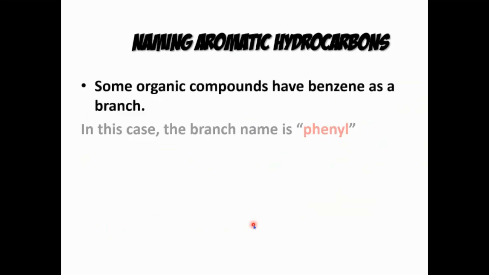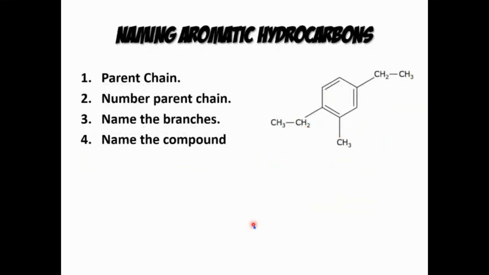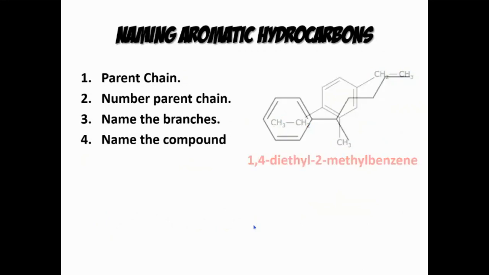And then in terms of naming aromatic hydrocarbons, some organic compounds have benzene as a branch. In this case, the branch name is phenyl, no? And then example, magbibigay lang ako ng ilang example, siguro 3 example. So, apply lang natin yung previous nating instruction pagdating sa naming ng aromatic hydrocarbon compound. Pwede nyo post, pero ang kanyang answer is 1,4-diethyl 2-methylbenzene. So, ayun po siya. So, next po.